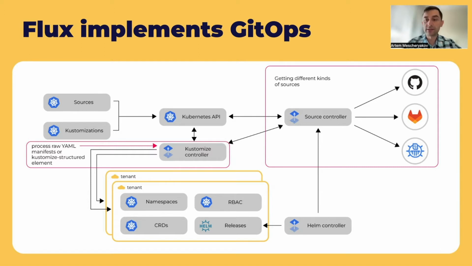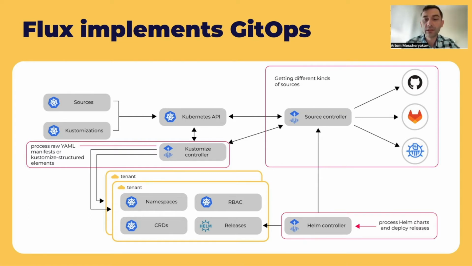Kustomize controller is probably the most root element that processes and handles, first of all, raw Kubernetes YAML manifests. You can also pass a Kustomize-structured application or a set of resources to the Kustomize controller, and it will work with it natively without any issues. And Helm controller, Helm is handled, well, we can say almost natively.